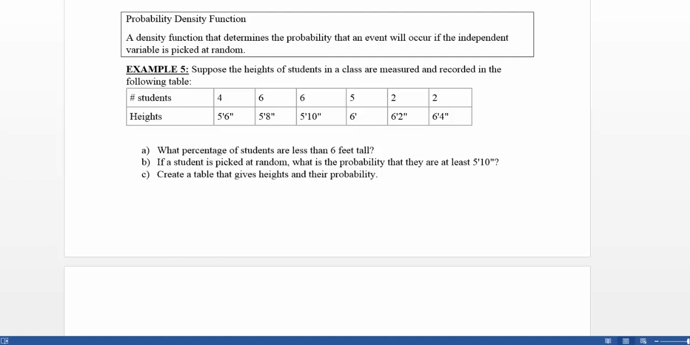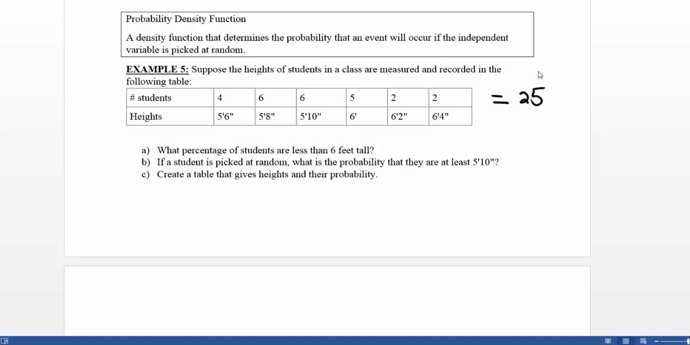Now, what we need to know in order to solve this type of problem is how big our population is, so that we have a way to represent 100% of the population. So what I'm going to do is add up the total number of students. So 4 plus 6 plus 6 plus 5 plus 2 plus 2. And that's going to give me 25 total students.